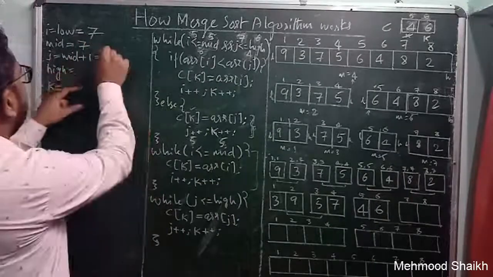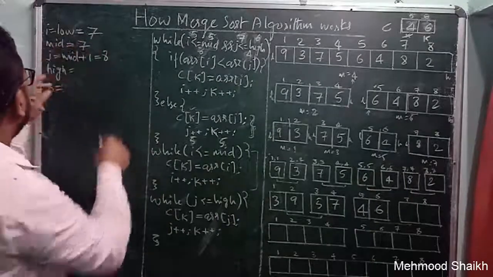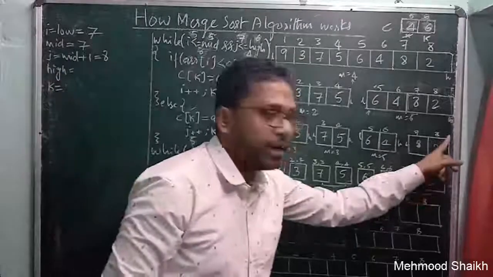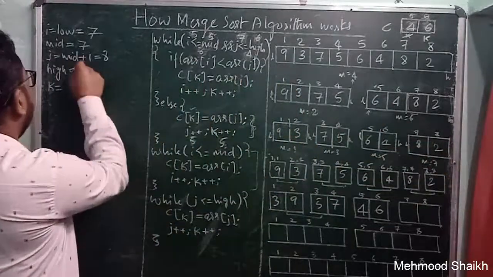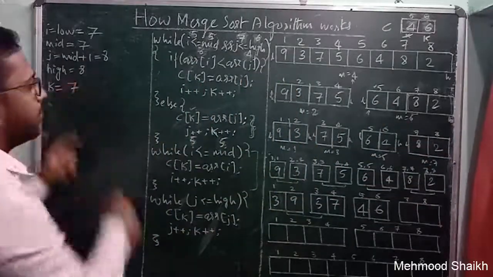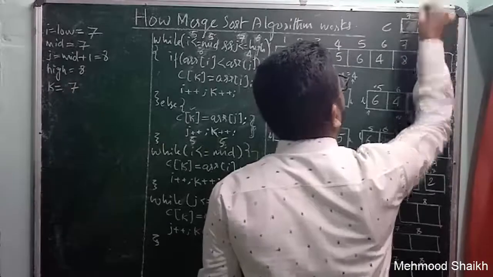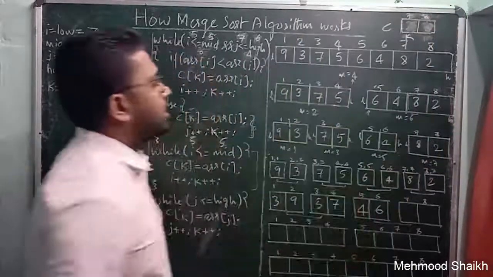Okay, and j will be 8. 7 plus 8, 1, 8, and high will be 8 for these two subproblems. Okay, I is 8 and K will be 7. And here K will be pointing to the 7th index.